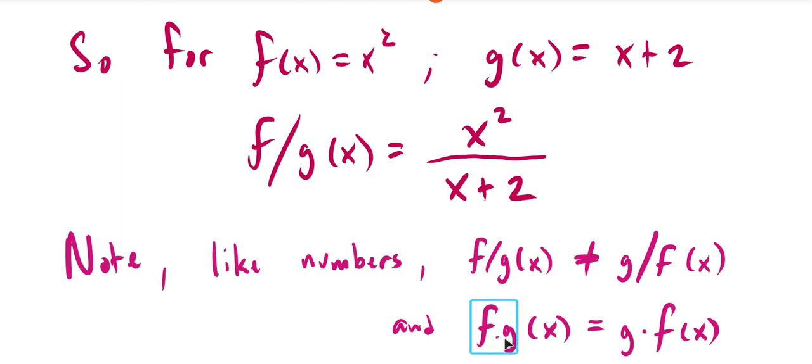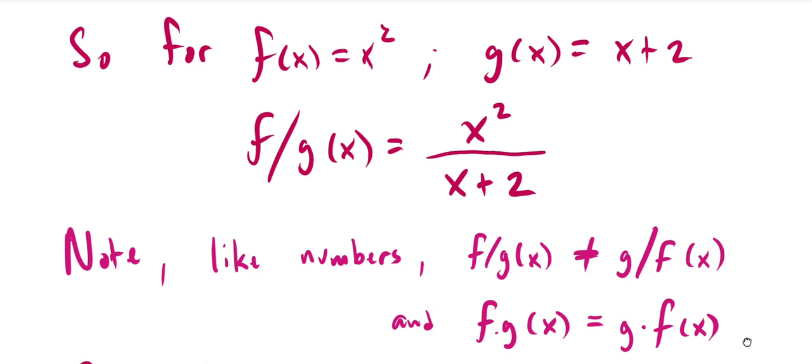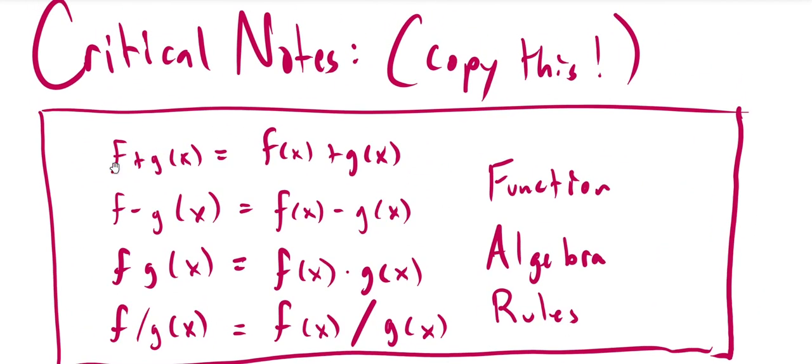Moreover, if I have f times g, that's the same thing as g times f, because it comes down to multiplication of variables, and that should also be commutative. So now I want you to write down this first part as critical notes. The definition of function arithmetic, or function algebra if you like, is going to be given as follows. If you want to know what their sum is, you just take the sum of their rules. If you want the difference, you take the difference of their rules. The product of their rules. And the quotient of their rules.